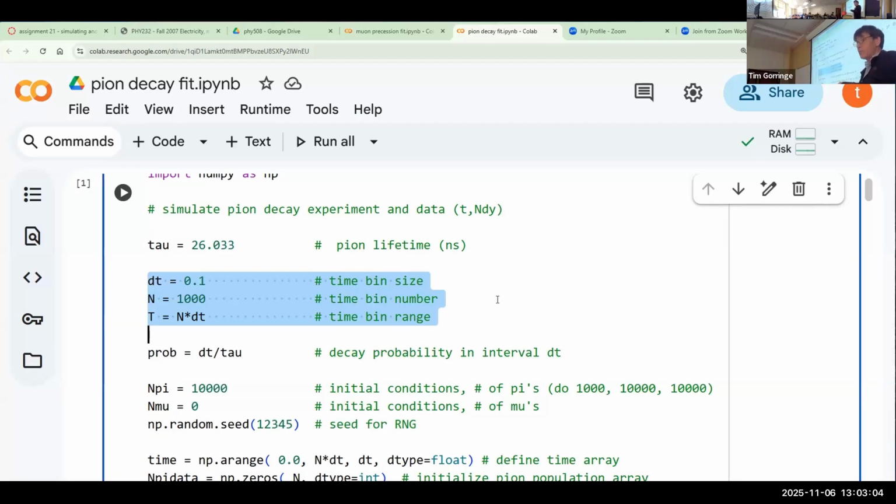I've got 1,000 bins of 0.1 nanosecond. So the total range is going to be 100 nanoseconds. That is about 4 pion lifetimes. There's not going to be many pions left after 4 lifetimes, so I'm collecting most of the data on the pion decay. Almost no pions are going to survive beyond this 100 nanoseconds.